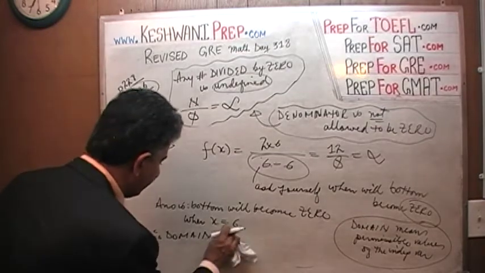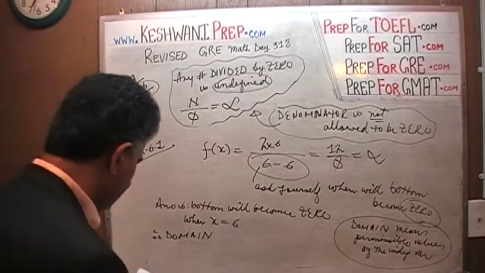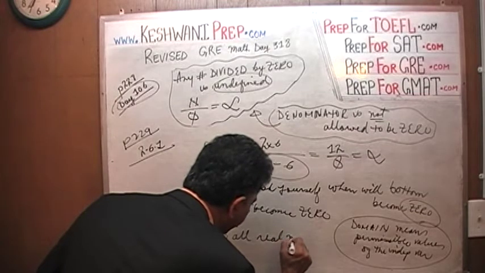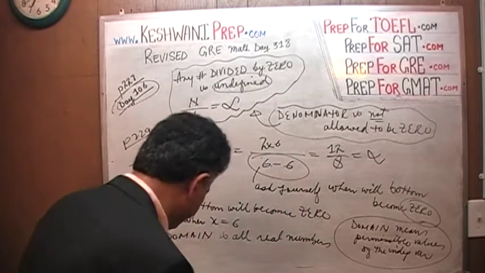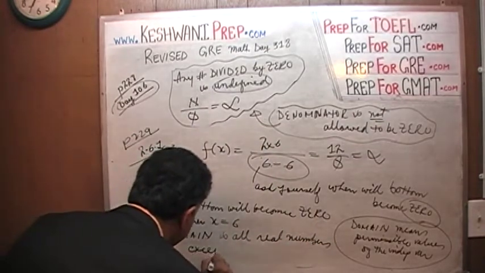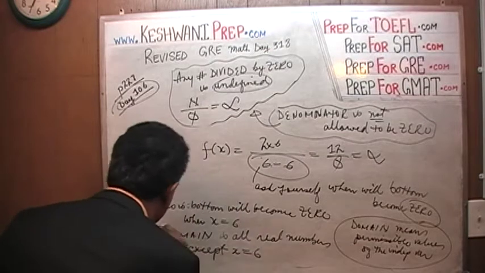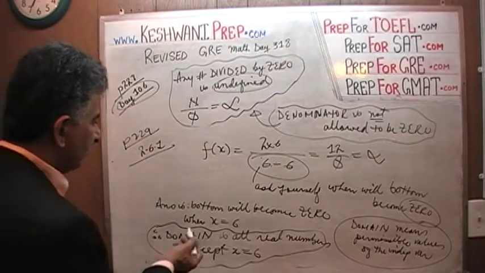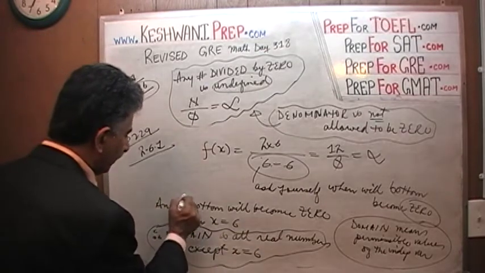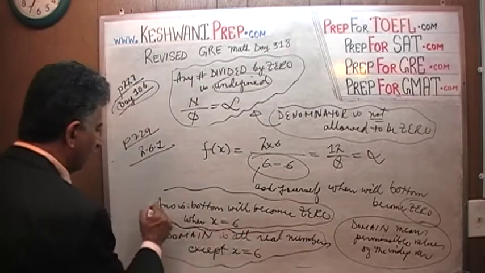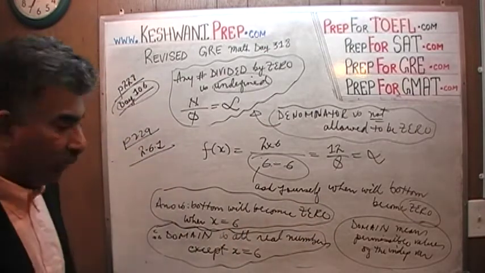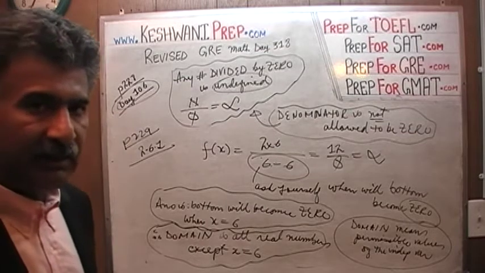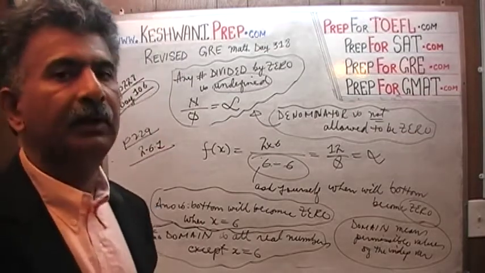This was redundant. Therefore the domain is all real numbers except x equals 6. That's how we say it. X cannot be 6, because the bottom will become 0 when x is equal to 6. So the domain here is all real numbers. X can be any value it wants to be except 6.